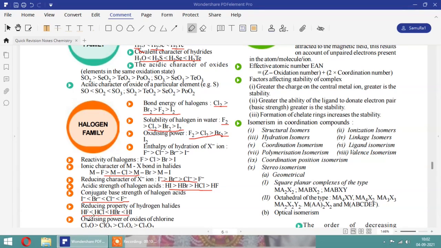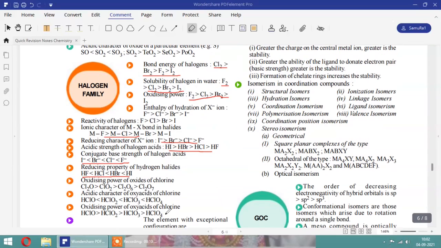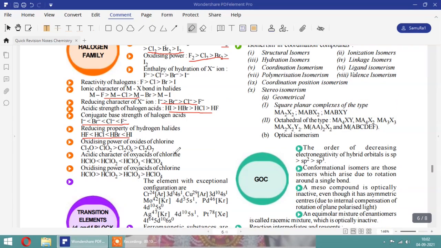Reducing property of hydrogen halides is in decreasing order. Oxidizing power of oxides of chlorine: Cl2O greater than ClO2 greater than Cl2O6 greater than Cl2O7. Acidic character of oxyacids of chlorine: HClO is less acidic, HClO4, perchloric acid, is more acidic than the other three, in decreasing order. Oxidizing power of oxyacids of chlorine: HClO greater than HClO2, HClO3 and HClO4.